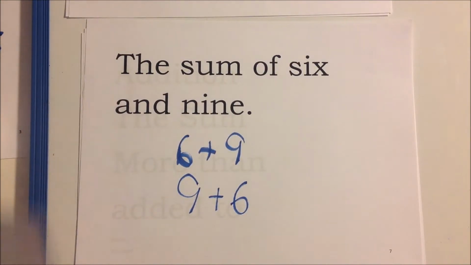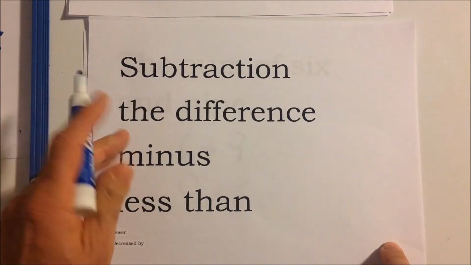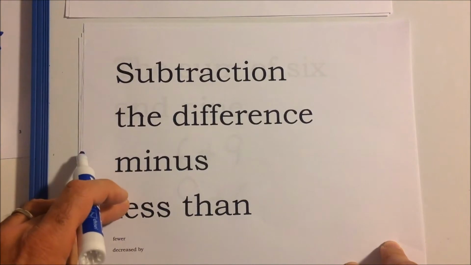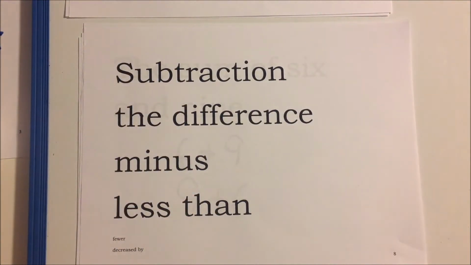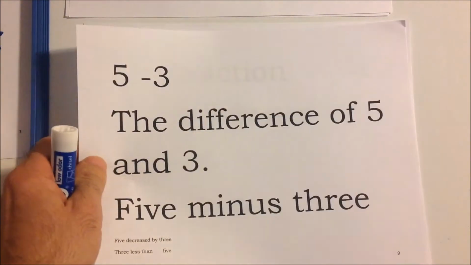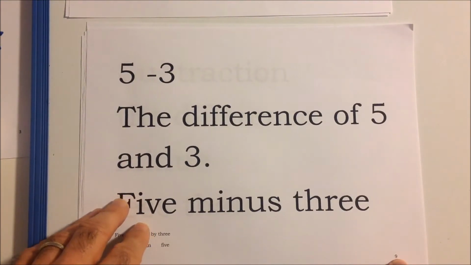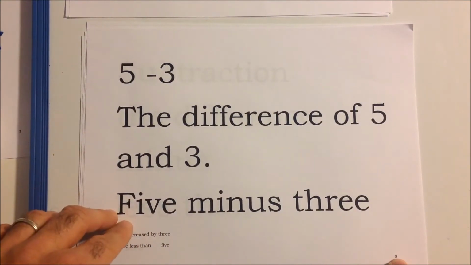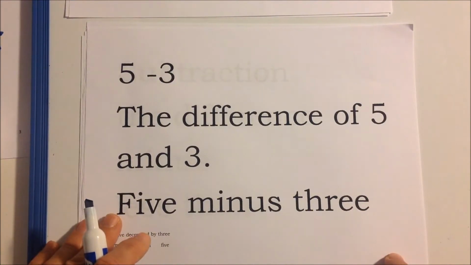Now with subtraction, here are some terms we should know. The difference, that's the answer to subtraction, right? Minus, less than, fewer, decreased by. So those are the terms for subtraction. So when you see 5 minus 3, for example, 5 minus 3 is the difference of 5 and 3. It's also 5 minus 3. It's also 5 decreased by 3. Right?